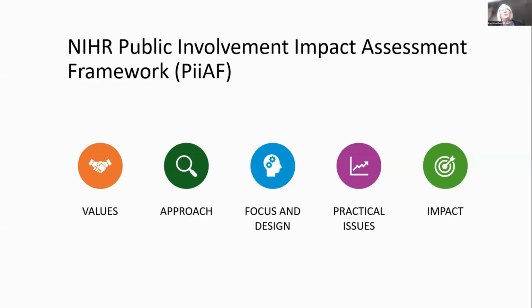The National Institute for Health Research have promoted this framework known as PIAF, which is about evaluating people's engagement with research. And there's lots of publications on the website which have used this approach. So what are the values? Are our values acceptable to the group that we're working with? Is the approach that we use acceptable to our participants? And the research focus and design, do they understand, and is it appropriate? Are there practical issues that we need to consider?